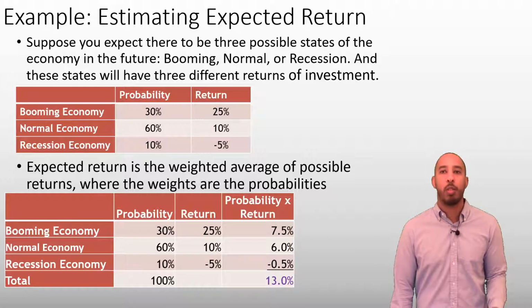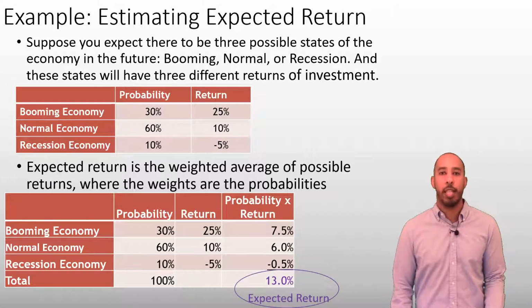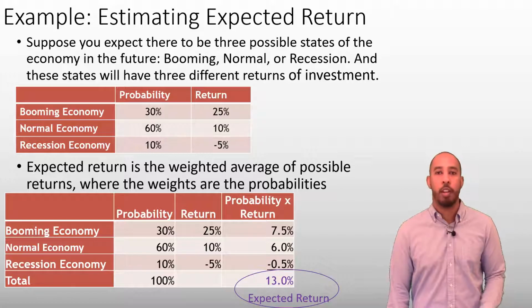Notice that the probabilities will sum up to 100% because one of these three outcomes must occur in the future. There's a 100% chance we'll end up in one of these three states. Summing up the probability weighted outcomes in the final column gives us 13%. That's the expected return. Given these forecasts, we can expect a 13% rate of return on investment.